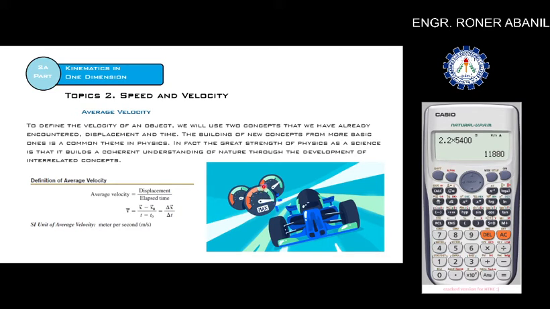So, punta naman tayo dito sa tinatawag na average velocity. So, ano tong average velocity na to? So, to define the velocity of an object, we will use two concepts that we have already encountered. Displacement and time. So, the building of new concept from more basic one is a common theme in physics. In fact, the great strength of physics as a science is that it builds a coherent understanding of nature through the developing of interrelated concepts.